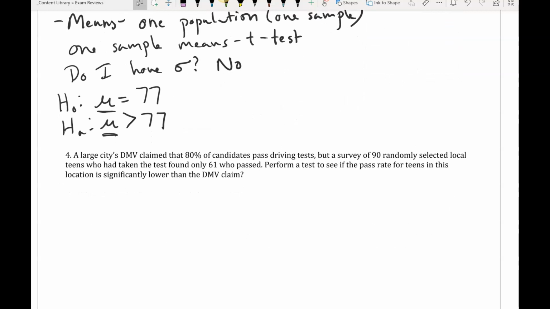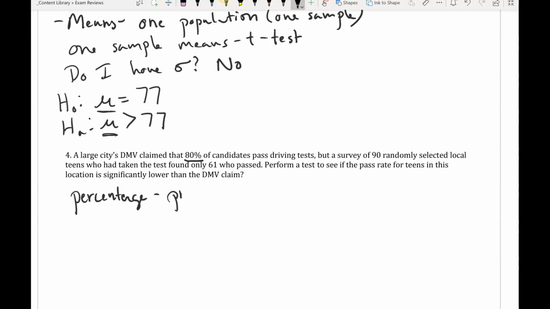Now, a large city's DMV claimed that 80% of the candidates passed driving tests, but a survey of 90 randomly selected local teens who had taken the test found only 61 had passed. Perform a test to see if the pass rate for teens in this location is significantly lower than the DMV claim. Now, what I want to do is think about what's the variable that's actually being tested. If we notice, the claim is that 80% of the candidates pass the driving test. That's a percentage.